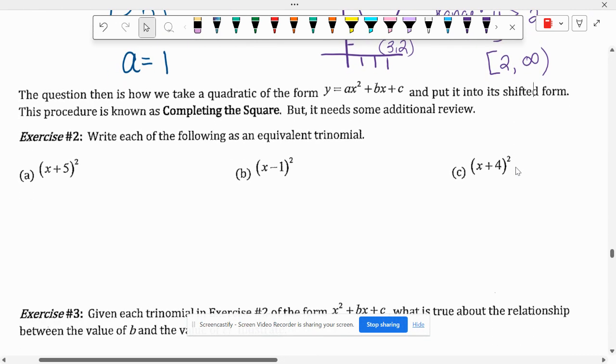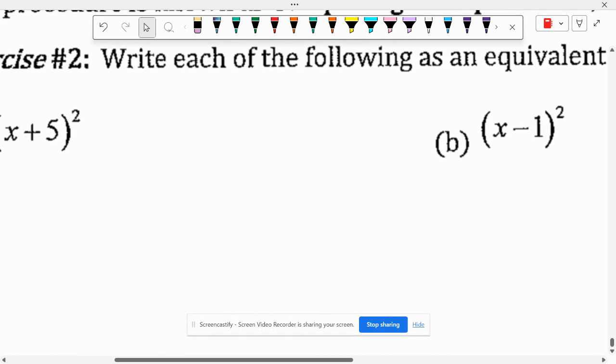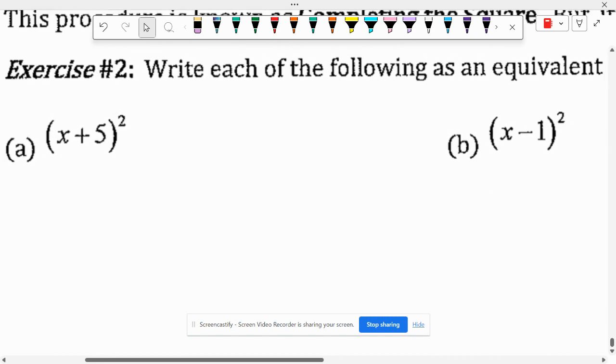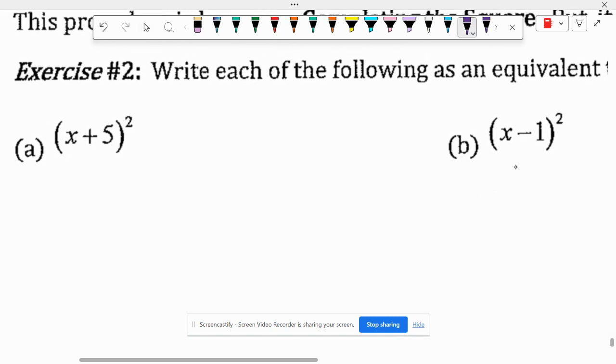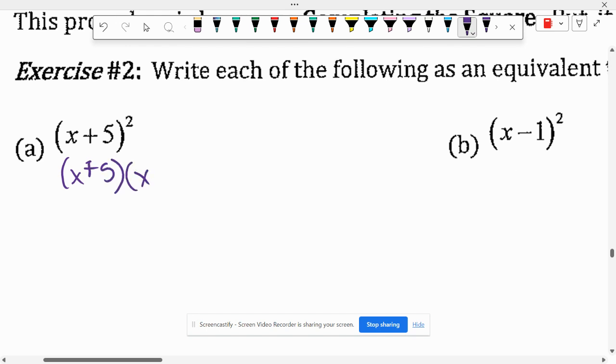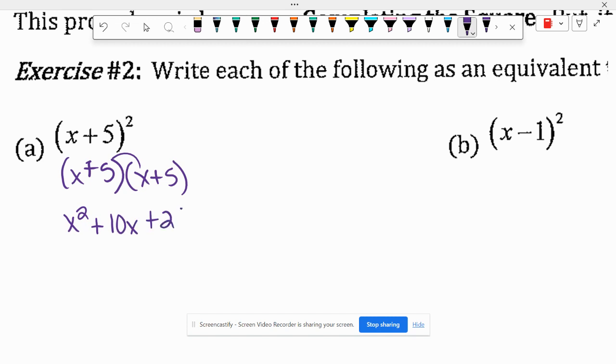So here's our review. When you first learned how to FOIL, we called these special cases because they follow a pattern. When I FOIL this out, I get x plus 5 times x plus 5. That gives me x squared plus 5x, and 5x gives me 10x, plus 25. Do you see the pattern? Do you remember the pattern? There was a rule that came along with this.